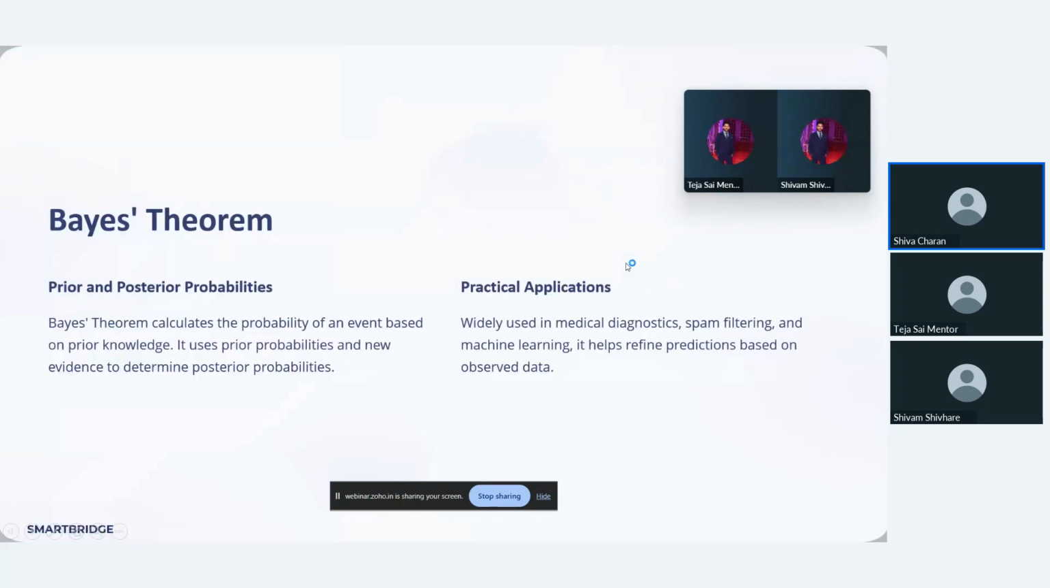Now we'll be diving into Bayes theorem. So what are prior and posterior probabilities and their practical applications? We'll just go once with the definition. It says that Bayes theorem calculates the probability of an event based on prior knowledge, and it uses the prior probabilities and new evidence to determine the posterior probability. Correct. So what does that exactly mean?